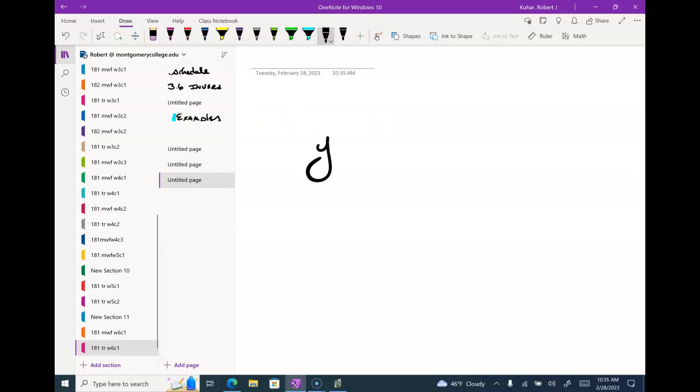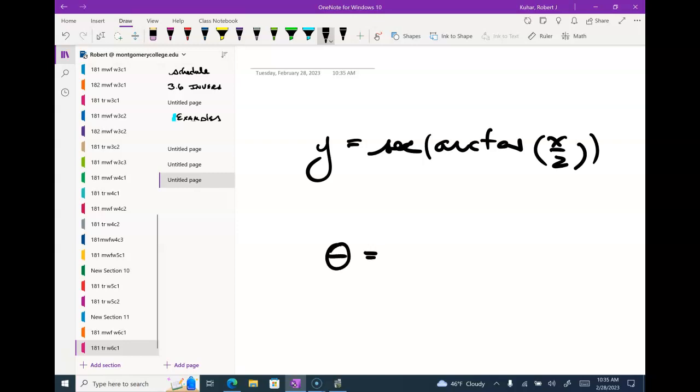This is y equals the secant of the arctan of x over 2. I see an inverse trig that's going to give me a triangle that makes sense, right? So what do I like to call inverse trigs? I like to call them theta, because the domain of secant is an angle, right? So theta should equal the arctan of x over 2.